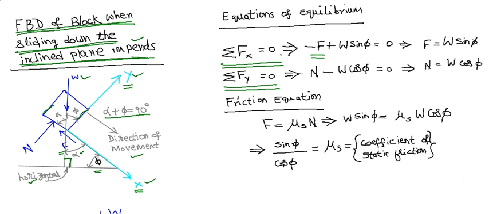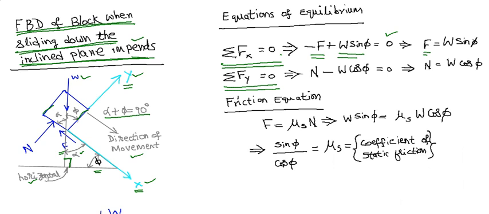W cos alpha is W cos (90 minus phi), which is W sin phi, is equal to 0. So we have the equation F is equal to W sin phi. Similarly, we sum all the components along the y-axis and equate it to 0.